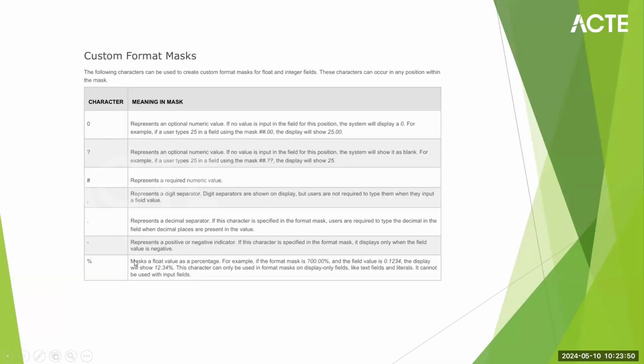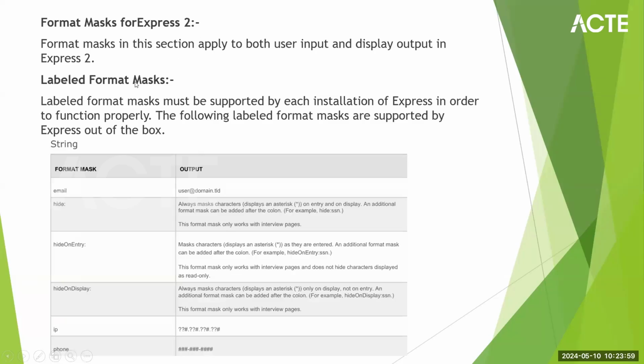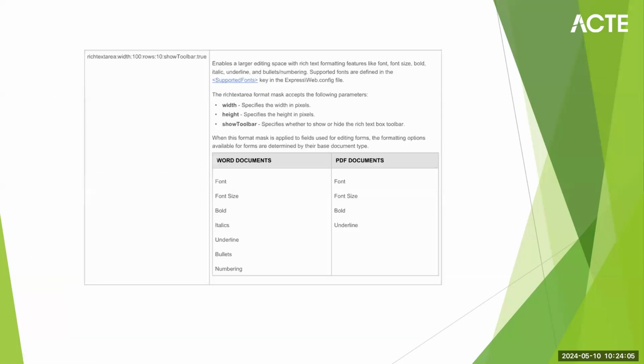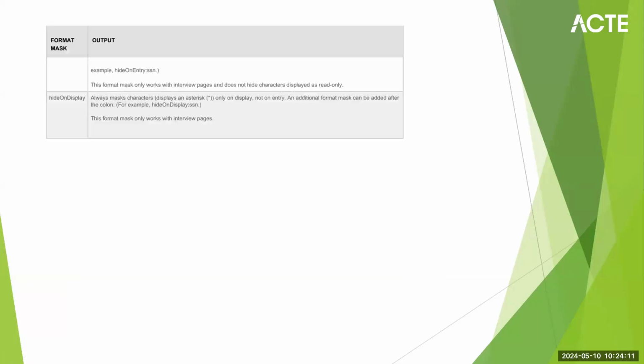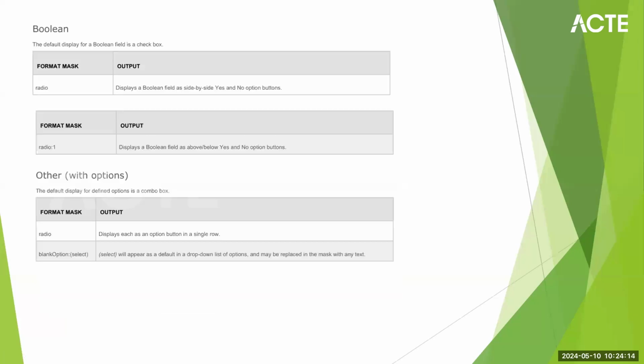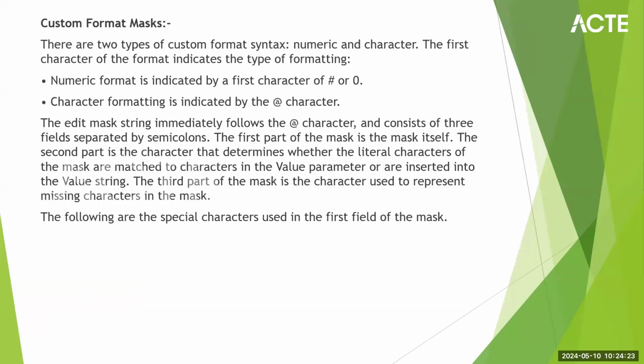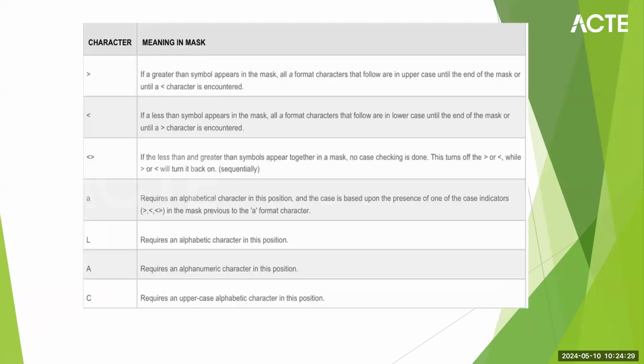Custom format masks: these are some of the custom format masks available, like zero, question mark, hash, star. These are some of the format masks for Express 2. It is the same, only two or three changes will be there, and the name will be different. That's it. These are some of the custom format masks in Express 2: greater than, less than, A, L, A, C. So you can refer to them.